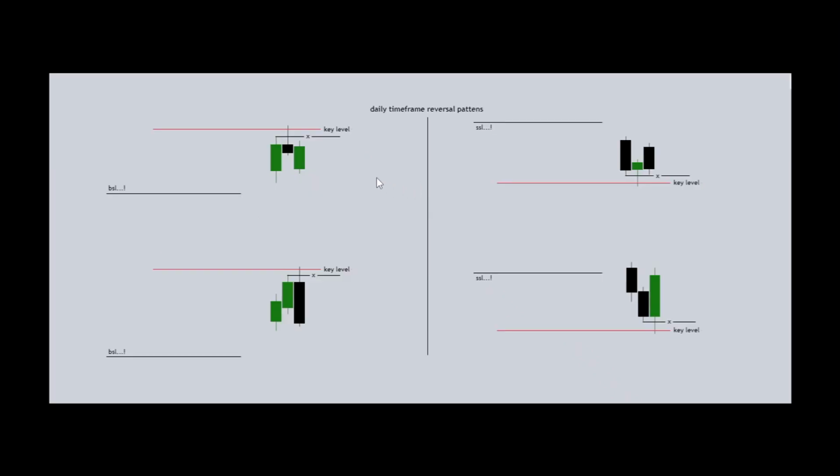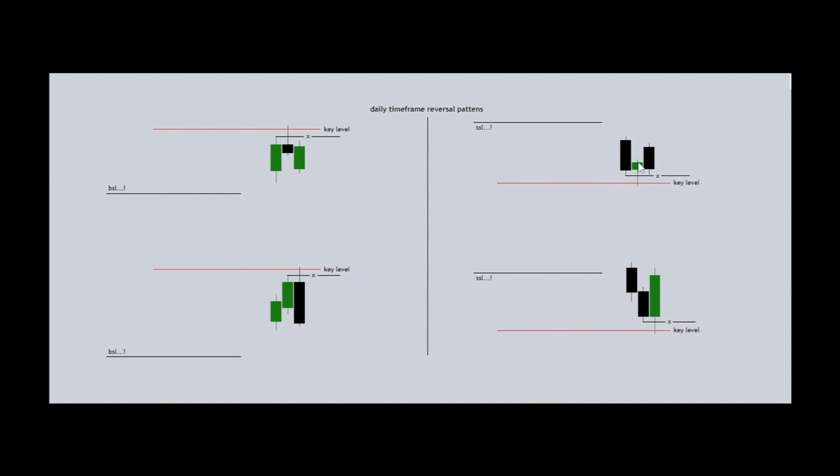All right, guys, this is the daily time frame patterns. Everything that I'm talking about here is on the daily time frame. Take note of that. So this is our first pattern. It's our first reversal pattern from a bullish market to what? A bearish market. So this happens after we took buy side liquidity or after tapping into a PD array or a key level.